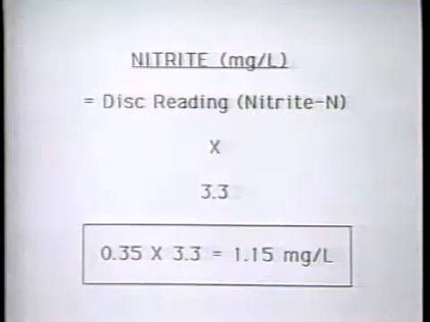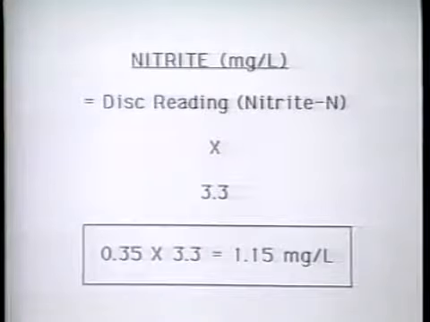To convert this value to milligrams per liter of nitrite, multiply the value on the disc by 3.3. For example, if the value on the disc reads 0.35, then 0.35 times 3.3 equals 1.15 milligrams per liter nitrite. Most fish farmers convert to nitrite.